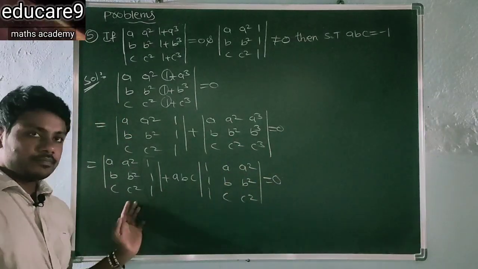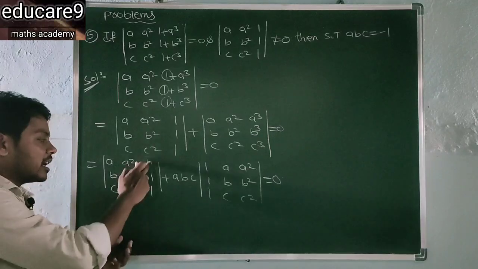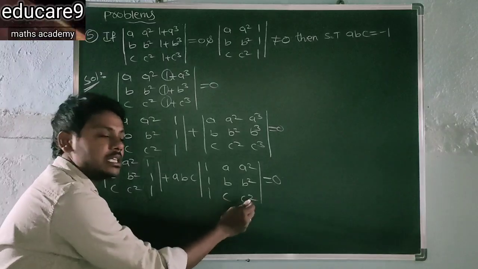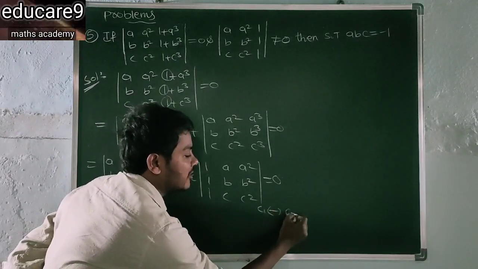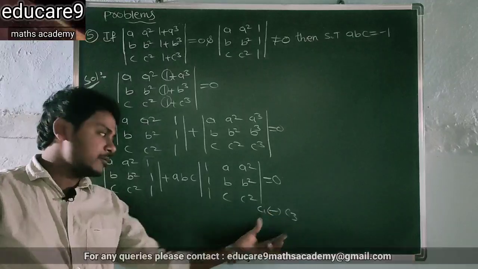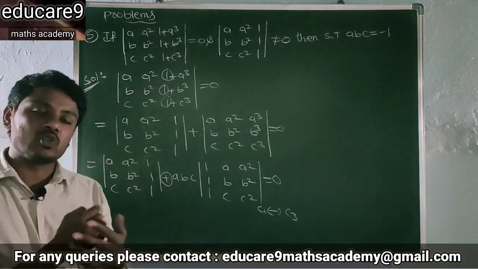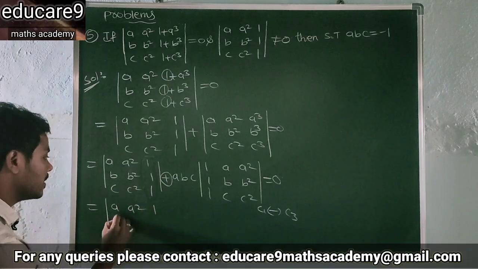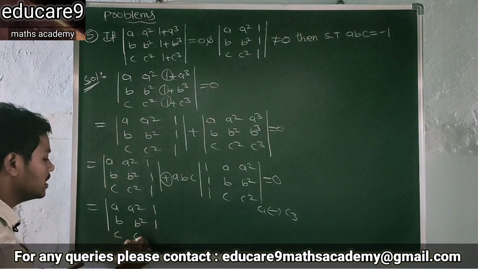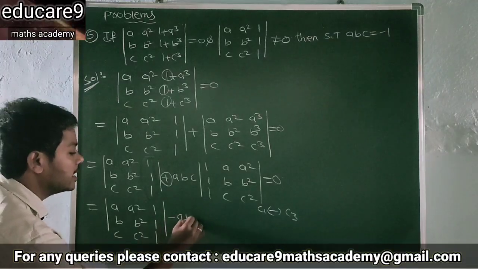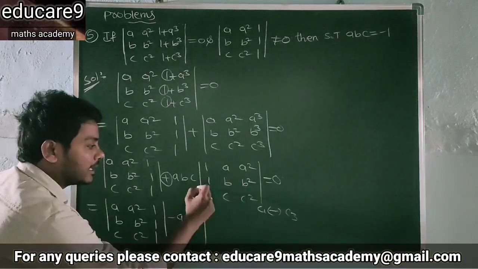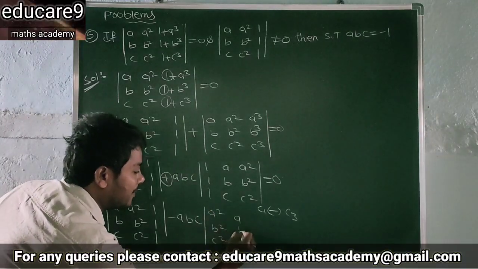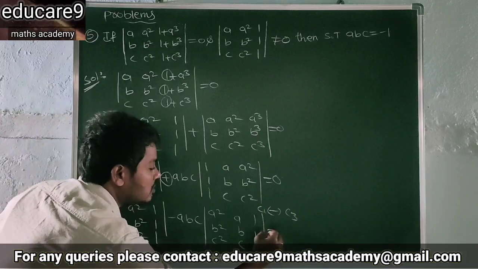So observe these two. Here the last column is all ones, but here the first column. So you have to interchange C1 and C3. So interchanging C1 and C3. If you interchange the columns, then the sign of the determinant also changes. So that is a square 1, b square 1, c square 1, minus abc into a square, b square, c square, abc, 1 1 1 is equal to 0.